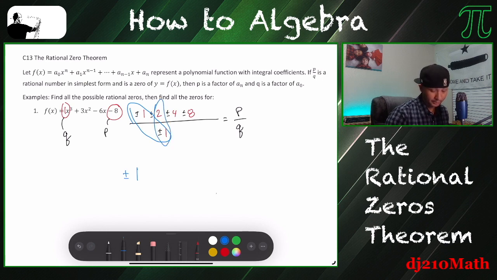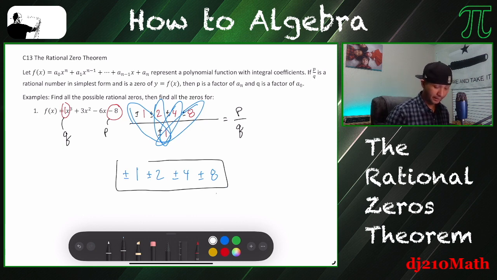Okay, the next iteration would be 2 over 1. 2 over 1, that's just simply 2, plus or minus. 4 over 1, so plus or minus 4. And then 8 over 1, plus or minus 8. So what we've done is we've taken negative infinity to infinity, right? Every number in the world. And we've narrowed that list down to these 8. Positive 1, 2, 4, and 8, and negative 1, negative 2, negative 4, negative 8.